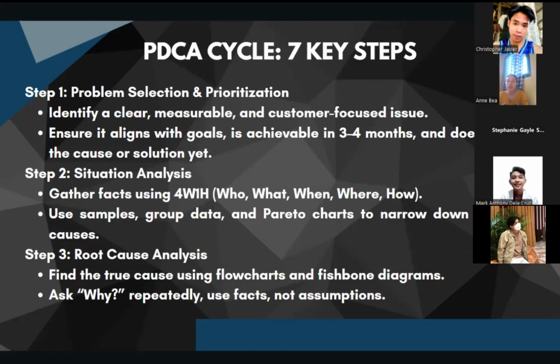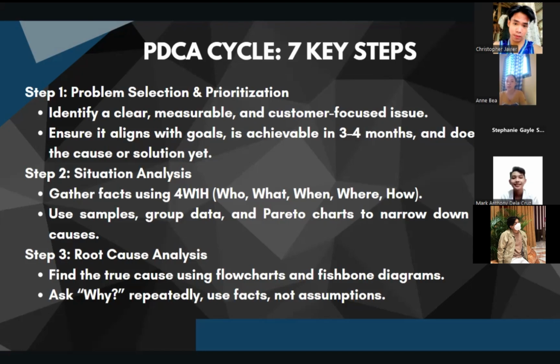So step one is the selection and problem prioritization. Here you will choose a problem that needs to be solved, focusing on issues that impact customers and align with company goals. The problem must be clearly stated, measurable, action-oriented, and free from assumptions about causes or solutions. Prioritization considers factors like business impact, resource availability, how easy it is to observe changes, and how much control the team has over the issue. And then step two is situation analysis.